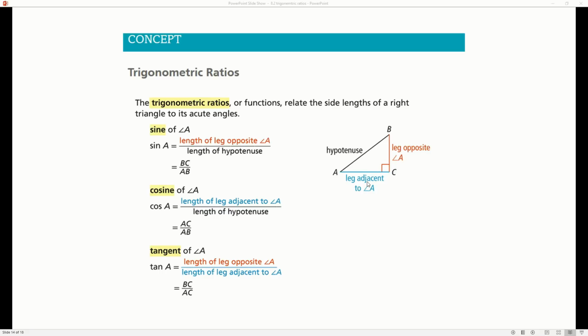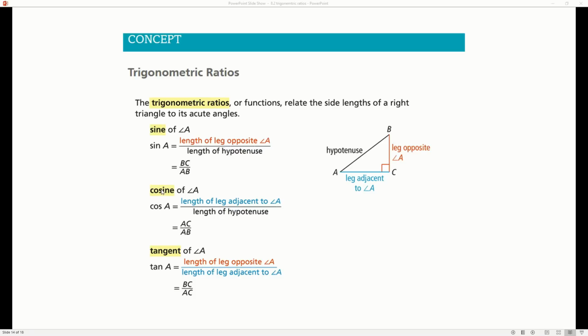Really, right now we're just going to keep working on opposite, opposite, adjacent until we get this down. So for sine of A, I'm going to start at A, and I want the length of the leg opposite of angle A, so I'm going to go straight across, and then I want the hypotenuse, so it's going to be that leg divided by the hypotenuse.